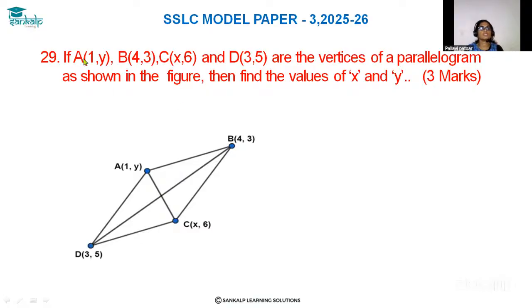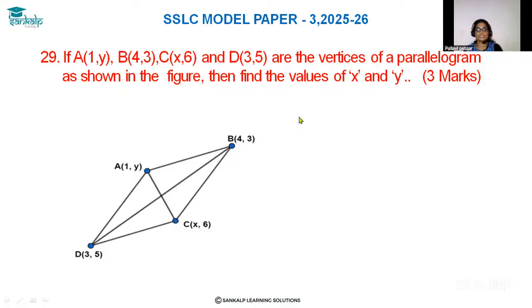Hello everyone. Look at the question number 29. I will repeat the question. Look at the question number 29. If A(1, y), B(4, 3), C(x, 6) and D(3, 5) are the vertices of a parallelogram as shown in the figure, then find the value of x and y.